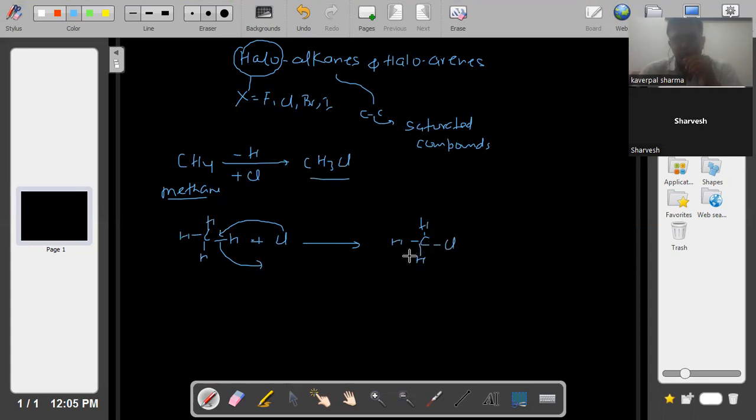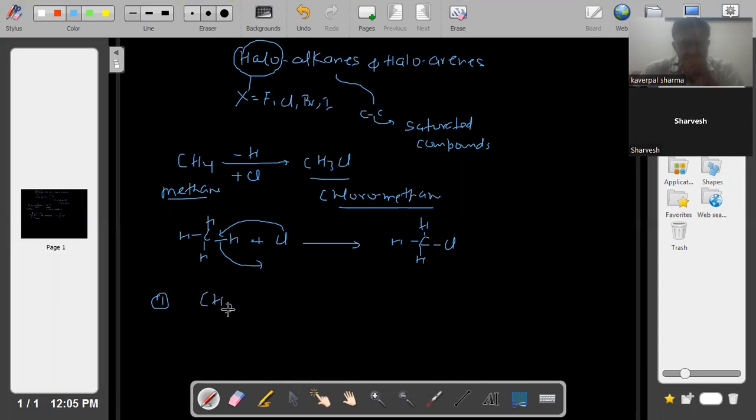So same compound here, same here. This one is chloromethane. This is also chloromethane. In such a way there are many compounds, where these hydrogens are also substituted by all halogens.